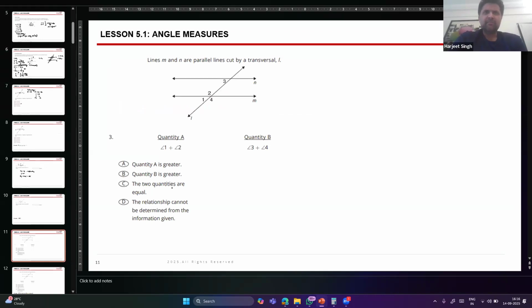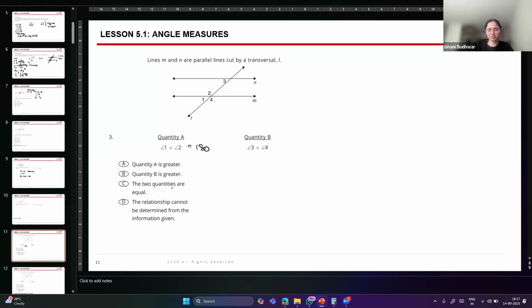Next, M and N are parallel lines cut by a transversal L. So which of the quantities are higher or equal? 1 plus 2 and 3 plus 4. So what is 1 plus 2? 180. Supplementary. And what is 3 plus 4?